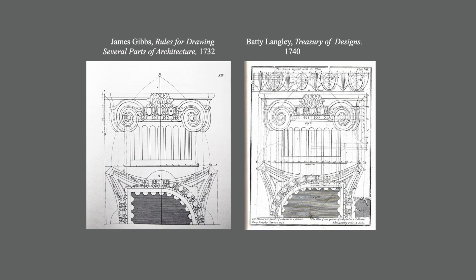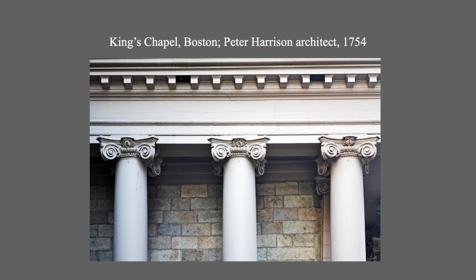We see it again with the plates of two Ionic capitals. The Langley illustration is essentially identical to Gibbs's, yet Langley captions it as, quote, "Langley invent, 1739," unquote. So was Gibbs or Langley the source for the Ionic column capitals on King's Chapel in Boston, designed by Peter Harrison?